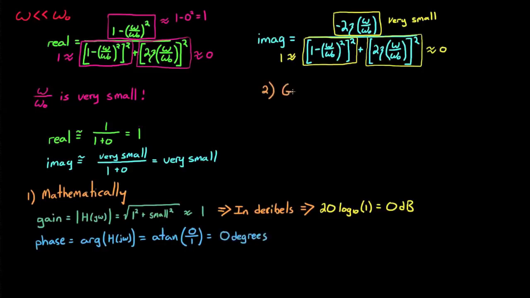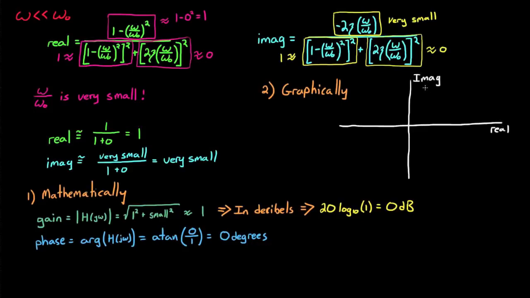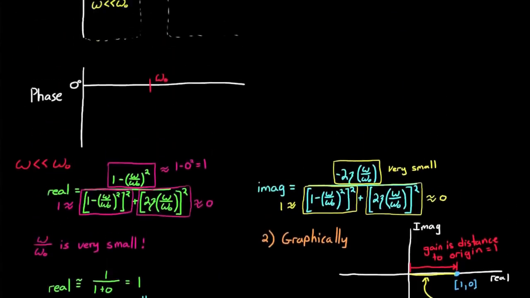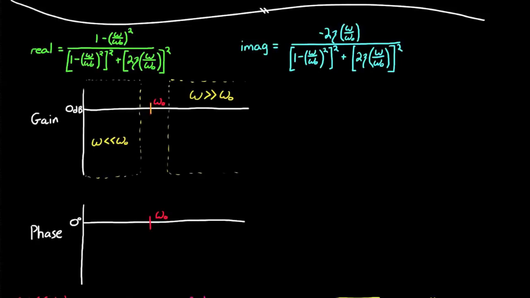The second way of thinking of this is by plotting this point on a real imaginary axis and seeing graphically what the phase and gain are. In this case, the gain is the distance between the origin and the point, which is 1, and the phase is the angle off the positive real axis, or 0 degrees, just like we calculated. So now we can draw this approximation on our Bode plot up to the break frequency. That's 0 decibels for gain and 0 degrees for phase.